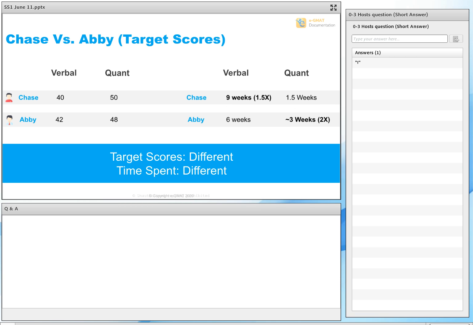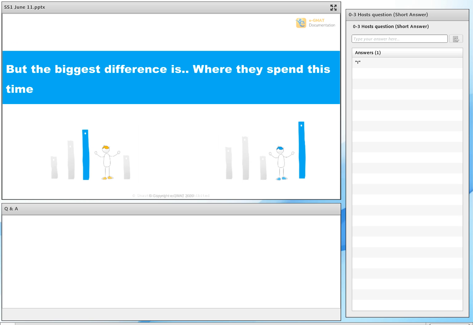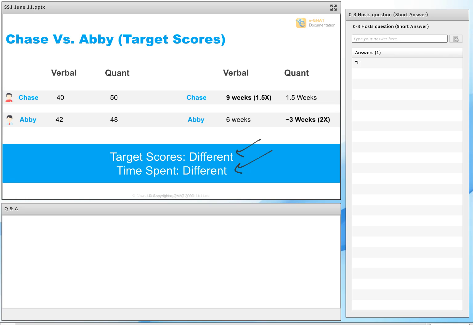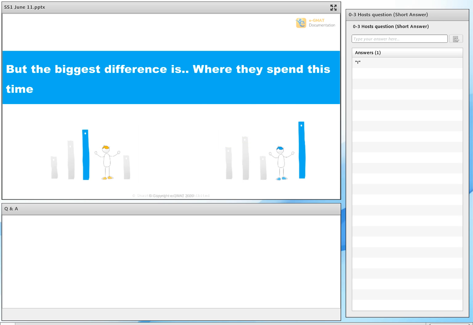So the target scores are different with regards to that. Even though the target GMAT scores are identical, the target subsectional scores are different, and hence, because of the starting abilities being different, the time spent on various subsections and sections is different as well. But that's not the biggest difference. The biggest difference is where are they going to spend this time? What are they going to do over here in quant in these 3 weeks? What's Abby going to do over here, and what is she not going to do? And what is Chase going to do over here, and what is he not going to do?